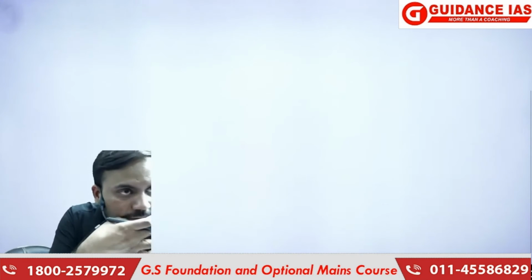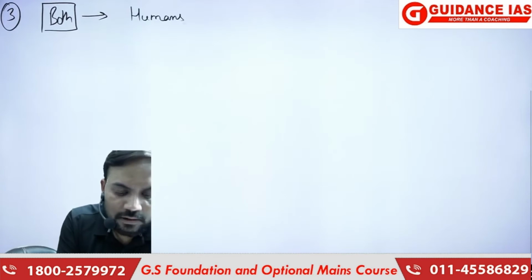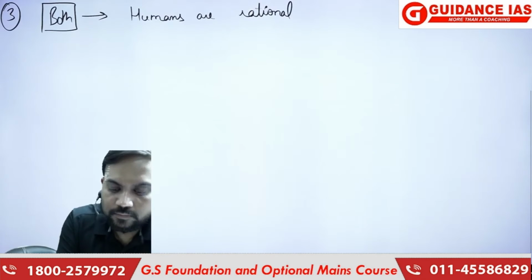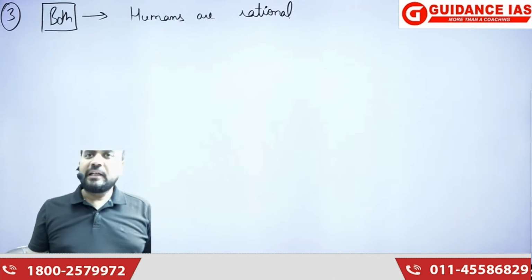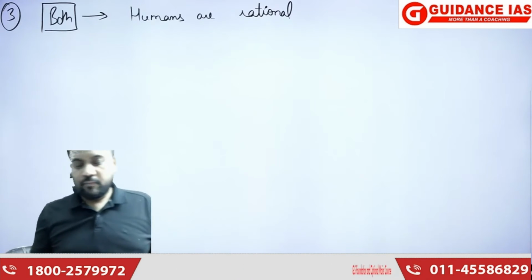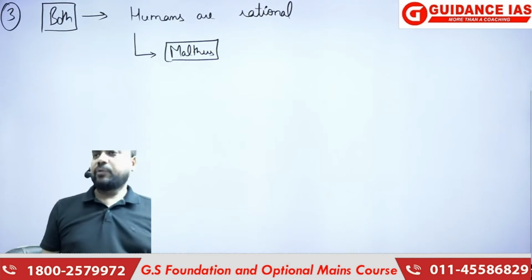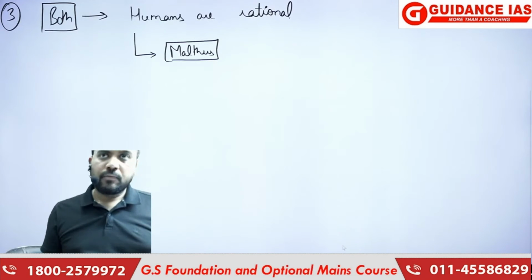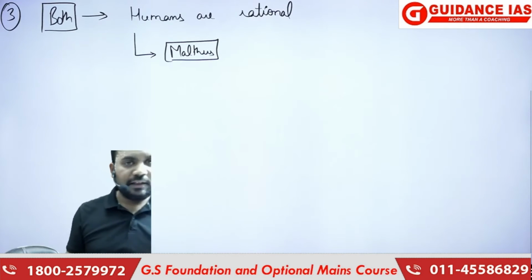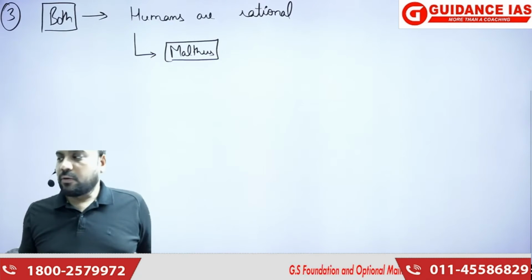ठीक है. Then there is another similarity and difference. Both of them agreed that humans are rational. But clearly, the definition of rationality was different for both of them. So for Malthus, what was rationality? Rationality for Malthus was for humans to see that there are limits to growth, and that humans cannot overpower nature.